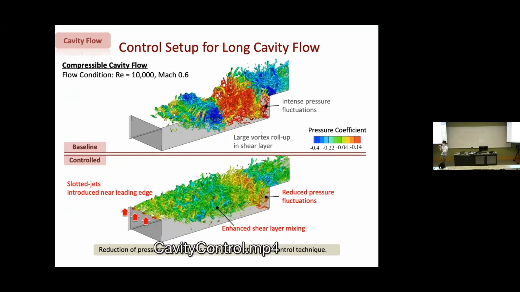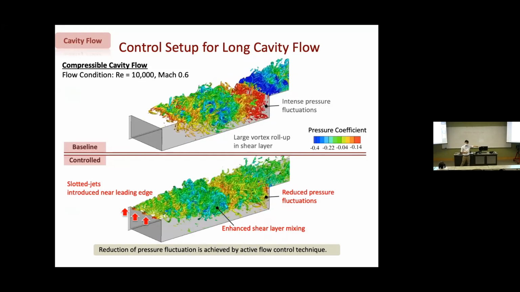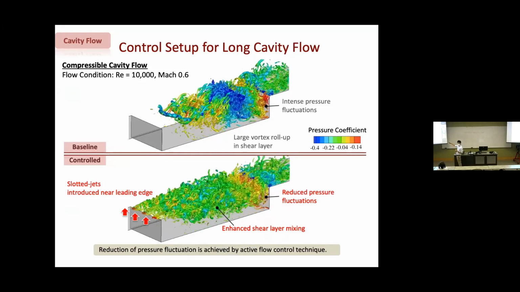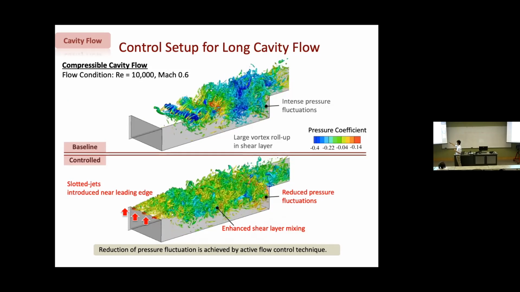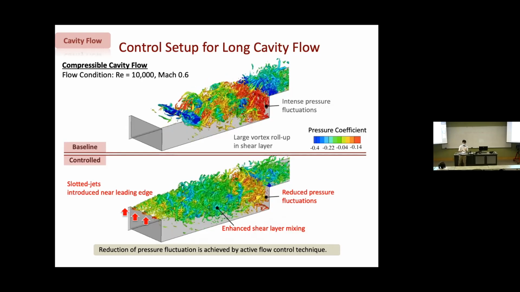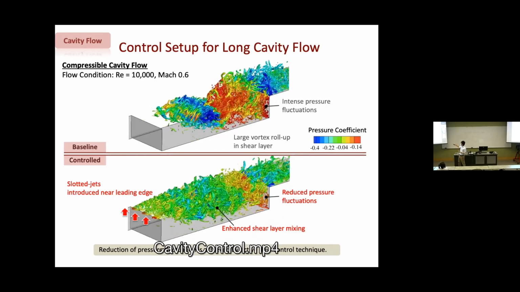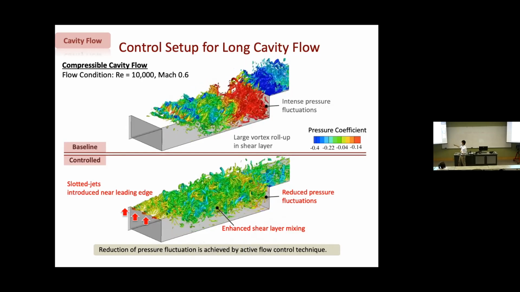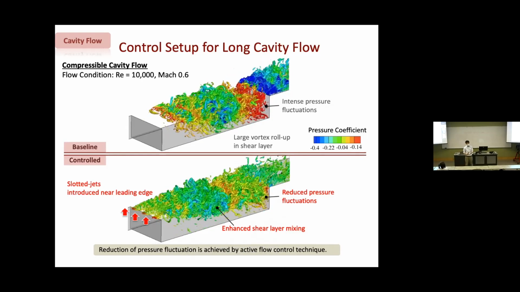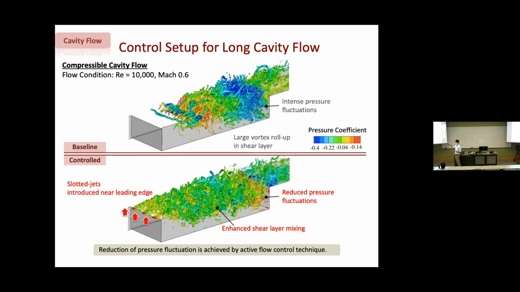This flow has a feedback loop between the hydrodynamic instability and the acoustic wave impinging on the aft wall. While it's impinging, we end up having an acoustic wave traveling upstream and forming a feedback loop to keep exciting the hydrodynamic instability. That's why in the baseline case, you see these very strong span-wise vortices rolling up and impinging on the wall, creating a huge amount of pressure fluctuation. Well, that's not cool, because that's going to cause damage to the structure of the cavity.